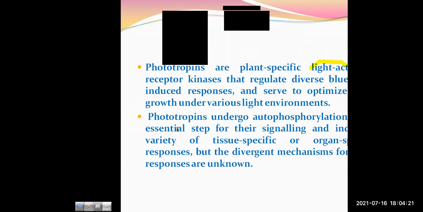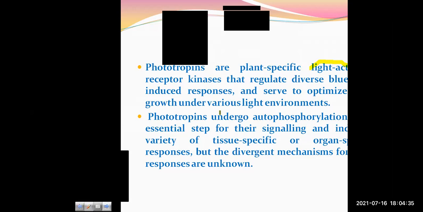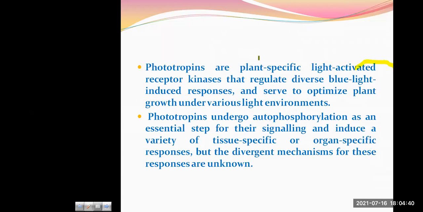Receptor kinases means they are a kind of receptors, like we have antennas as receptors for receiving the signals for our TV sets. So are these phototropins. They are plant-specific light-activated receptors, but they are a kind of enzymes. Which kind of enzymes? We call them kinases. Phototropins are thus receptor kinases which are activated by light.